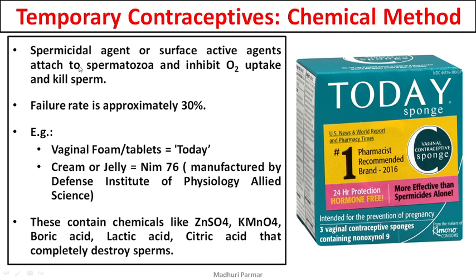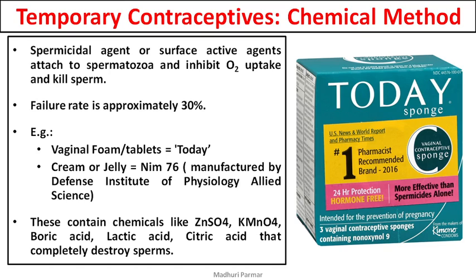Now, what exactly are these spermicidal agents? They are just chemicals, like zinc sulfate, KMnO4, boric acid, lactic acid, citric acid. Now, for movement of sperm and fertilization, you require alkaline pH, okay? But if you decrease the pH, making it more acidic by using boric acid, lactic acid, citric acid, then the sperm will not be able to move, and even if it is able to move, it will not be able to fertilize.